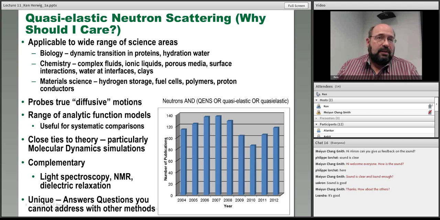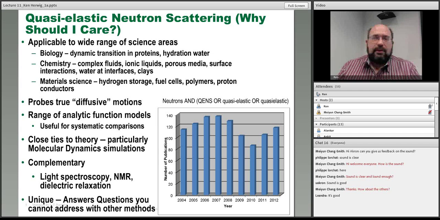There are particularly close ties to theory, molecular dynamics simulations, and I'll show you that connection later on in the talk. It is a complementary probe to other dynamic probes that you might be more familiar with, like spectroscopies, NMR, or dielectric relaxation. It's complementary. It gives you direct information about the geometries of the motions that you're studying. And that's really its strength, I think, in comparison to those techniques. So it can answer questions that you can't answer with other methods.